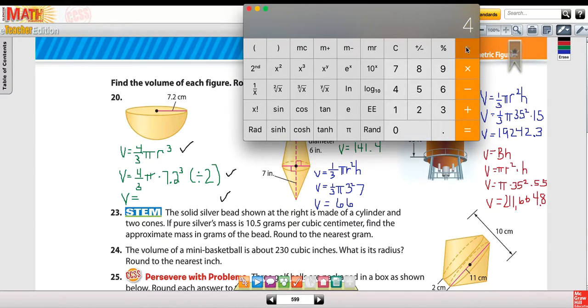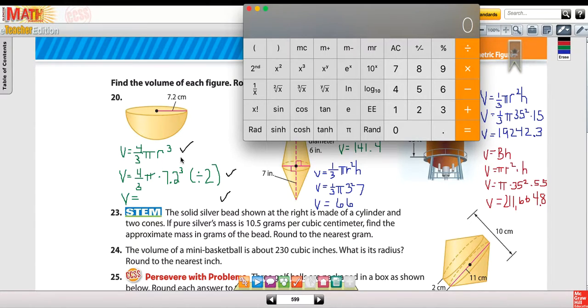You could start by typing in 4 divided by 3, which equals 1.3 repeating, and then multiply that by pi, and then multiply that by 7.2 times 7.2 times 7.2, which equals 1,563.5. Oops, I forgot to divide that by 2 because it's only half a sphere, a hemisphere. So the final answer is 781.7. So that's one way you could type it in.